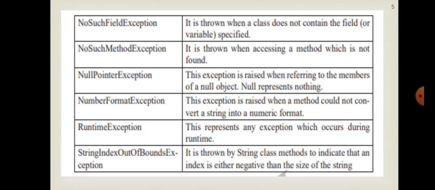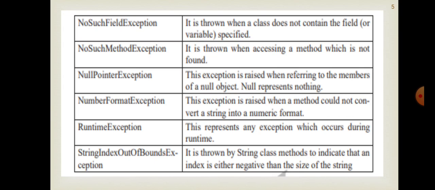Next we have no such field exception, no such method exception, null pointer exception, number format exception, runtime exception, and string index out of bound exception. No such field exception means there is no such field or variable available. If we are searching for a method and that method is not available, that is called a no such method exception.